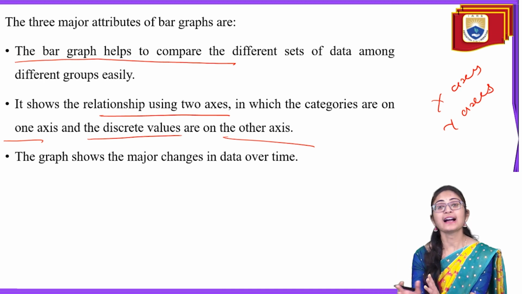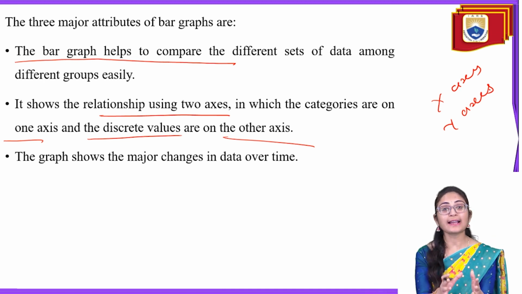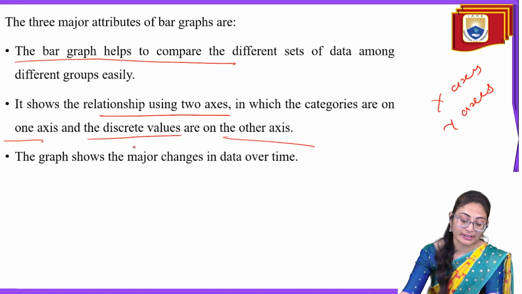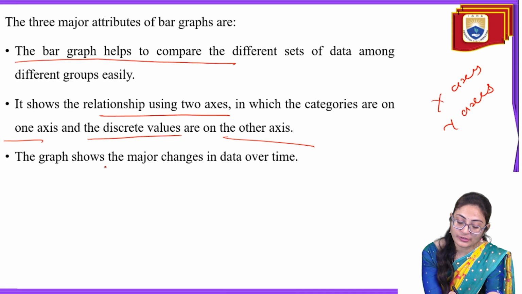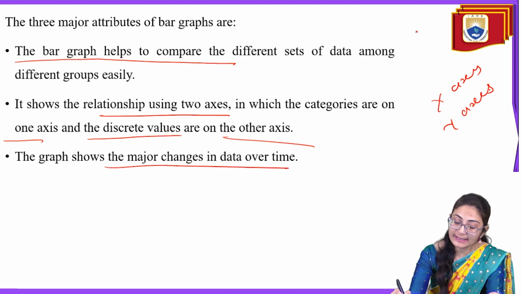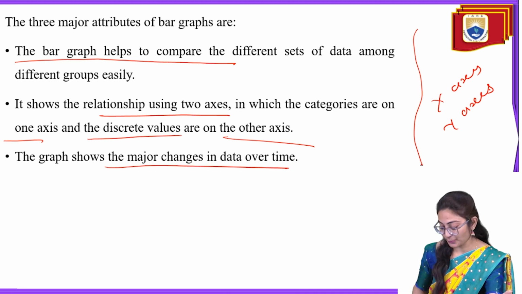Both axes are containing some values. One axis can show the categories and another axis can show the discrete values. And the graph shows the major changes in the data over time. So these are your three major attributes.